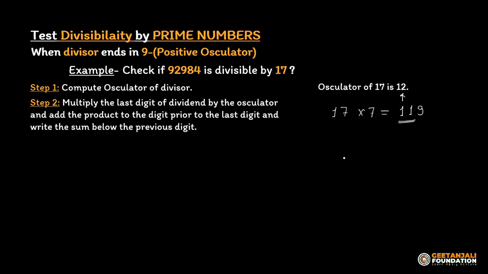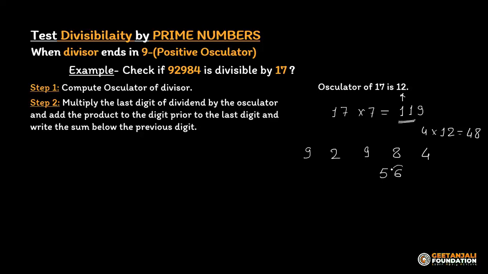Now we will follow the second step. I will first write those digits here: 9, 2, 9, 8 and 4. This was our number. We multiplied this 4 by 12. 12 4s are 48. 48 plus 8 will give you 56. So here you will write 56.